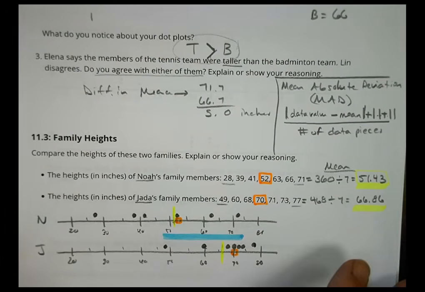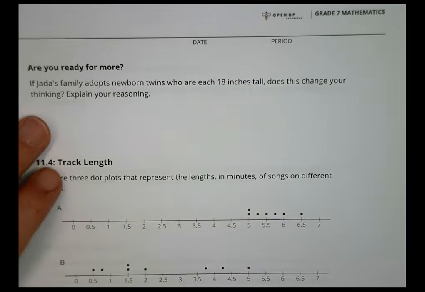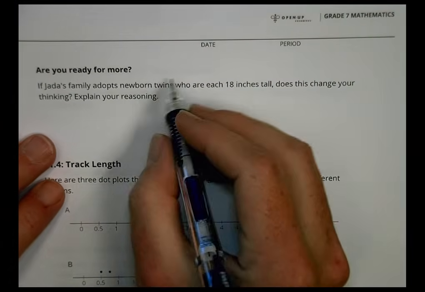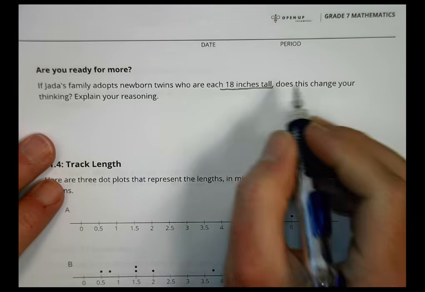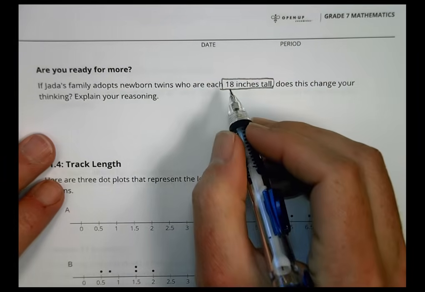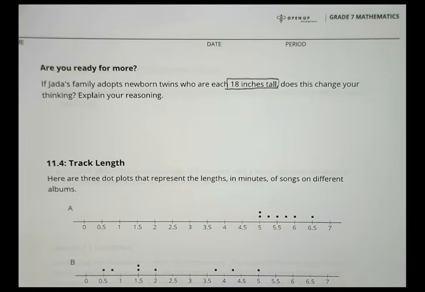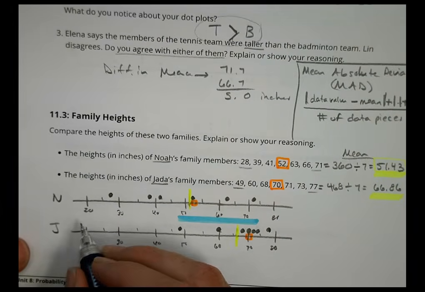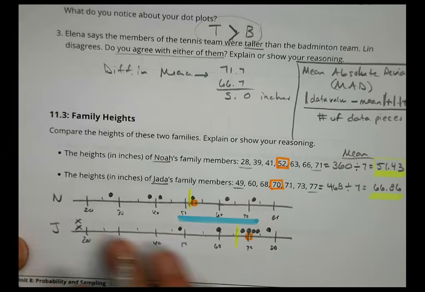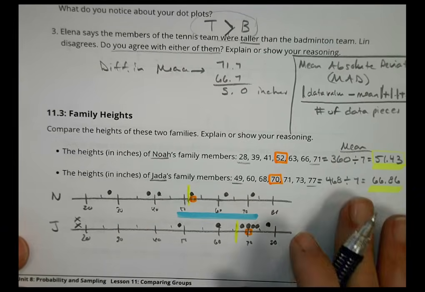We're going to come back to this because the next question asks, if Jada's family adopts 2 newborn twins who are 18 inches tall, does this change your thinking? Okay, so what happens if they adopt 2 people that are 18 inches tall? Well, you come back over here, if they were to adopt 2 18-inch twins, that would be putting them here and here. Well, what's that going to do to your mean? That's definitely going to lower your mean, right?